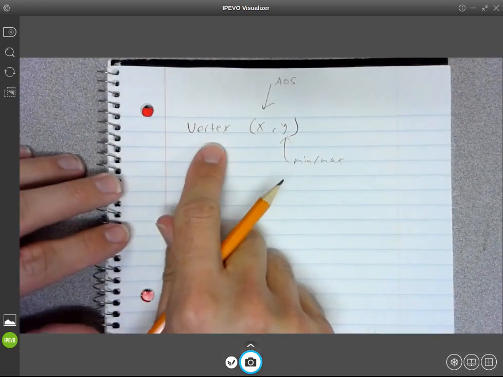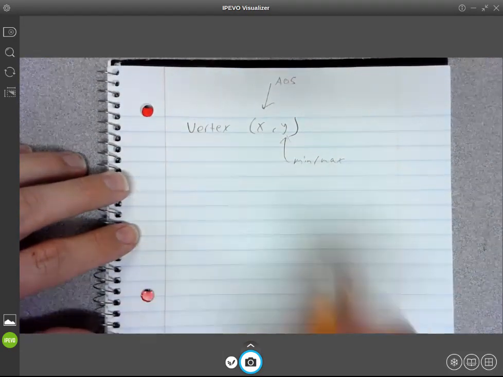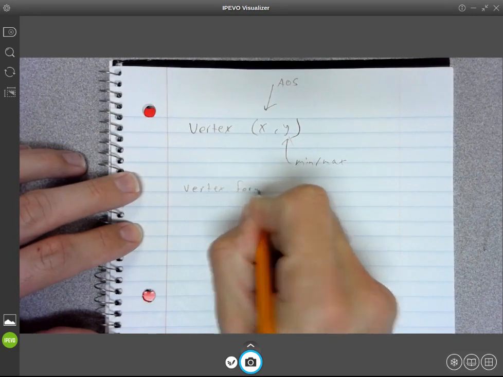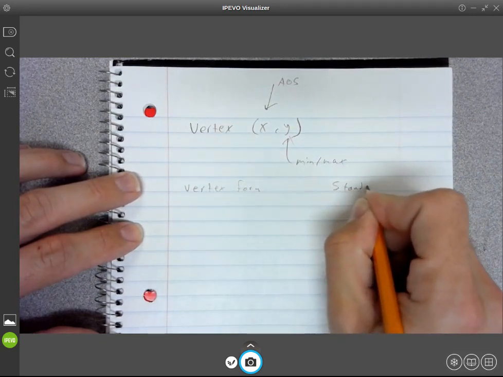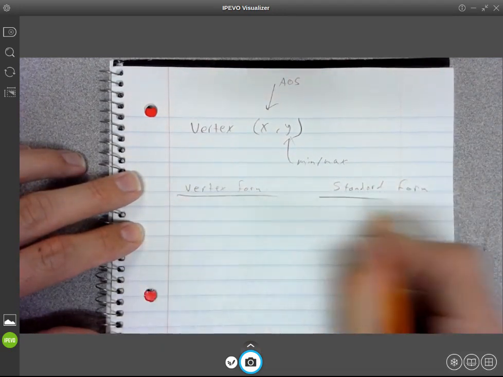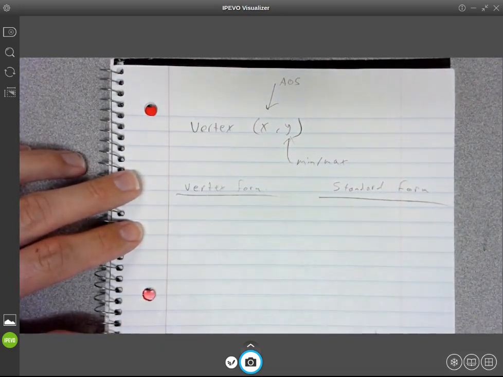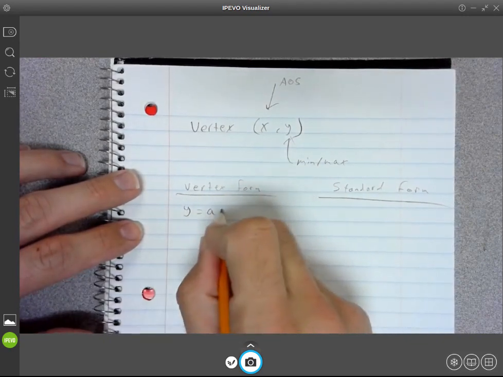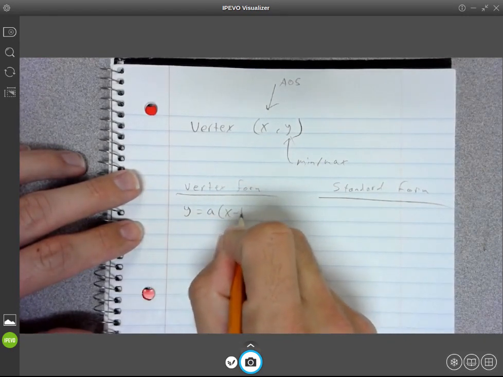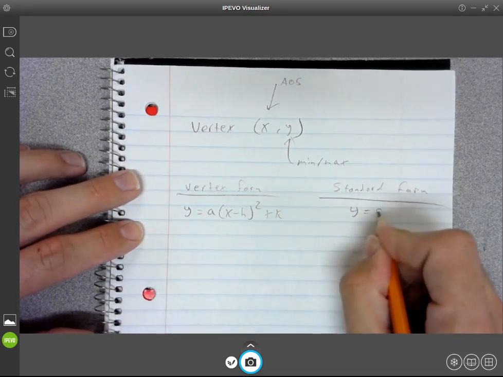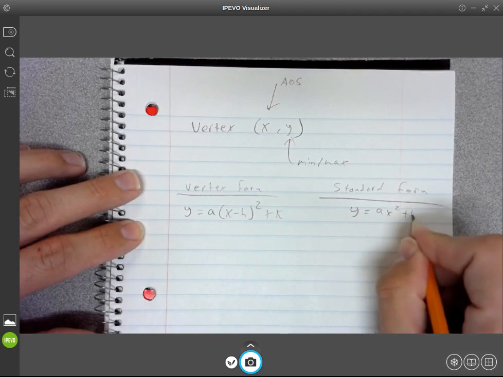Now, the way that you find the vertex kind of depends whether you have a vertex form, all right, or if you have standard form. I know this is just review. This is just to kind of prep you real quick, like I do the first 10 minutes of class before we quiz typically. All right, so vertex form is parentheses x minus h squared plus k, and then standard form's that other one where it's all multiplied out.